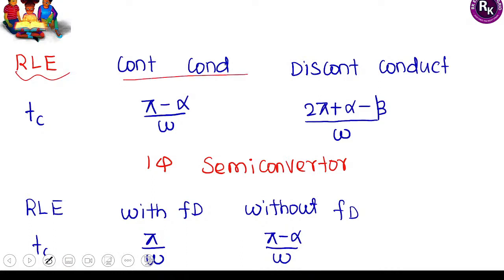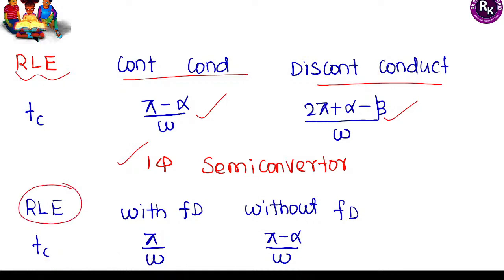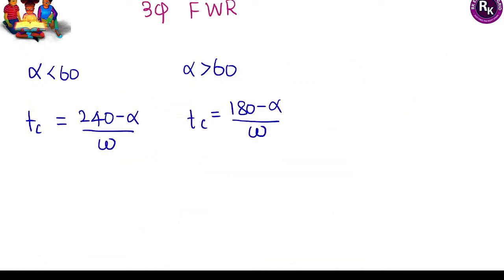It is having two connections: one is continuous connection, another one is discontinuous connection. Its corresponding formulas have been covered here. Next, when we are talking about single phase semi-converter, the most important thing that has been repeatedly asked in examination is the RLE load. I wrote the corresponding formula, pi by omega, with freewheeling diode and without freewheeling diode. Both formulas I have covered, circuit turn-off time with the RLE load.